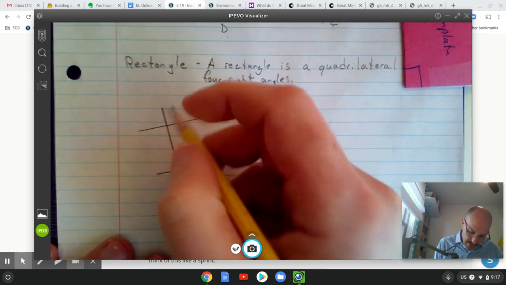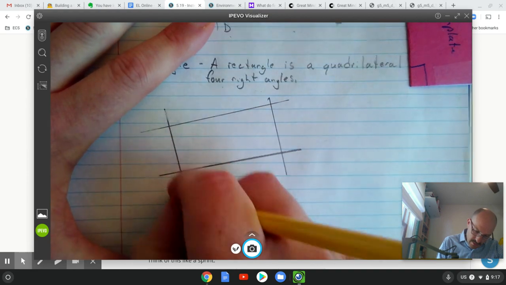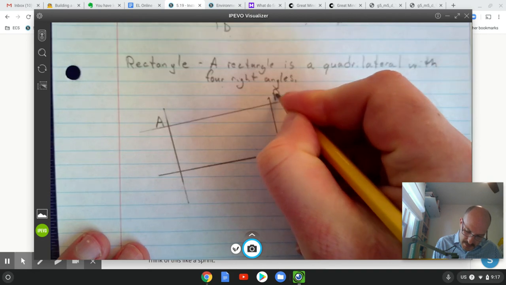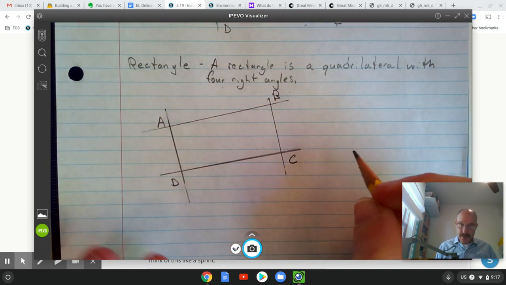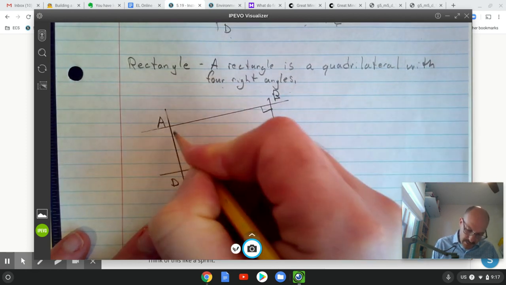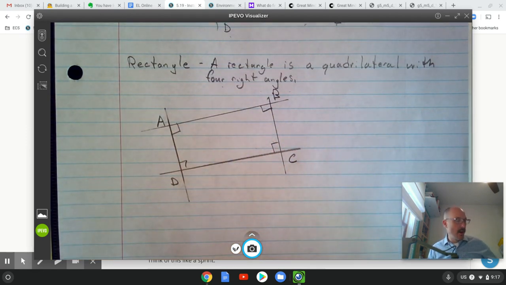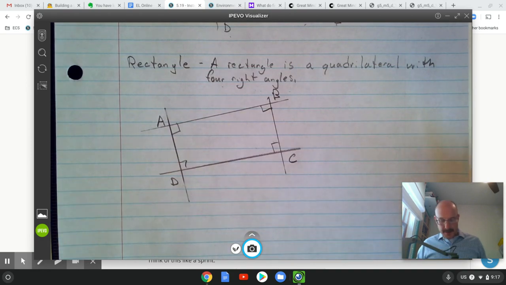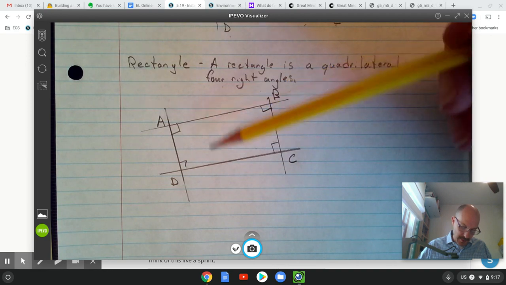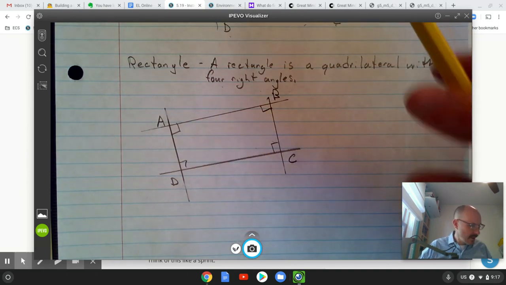Okay, so we have a rectangle, and we'll call it rectangle ABCD. And the key part of this rectangle is that it has four right angles. Angles A, B, C, and D are all four right angles. Additionally, it's a parallelogram, so it has parallel sides. And actually, now that I think about it, I probably should have made those sides parallel first. Well, maybe it doesn't matter.